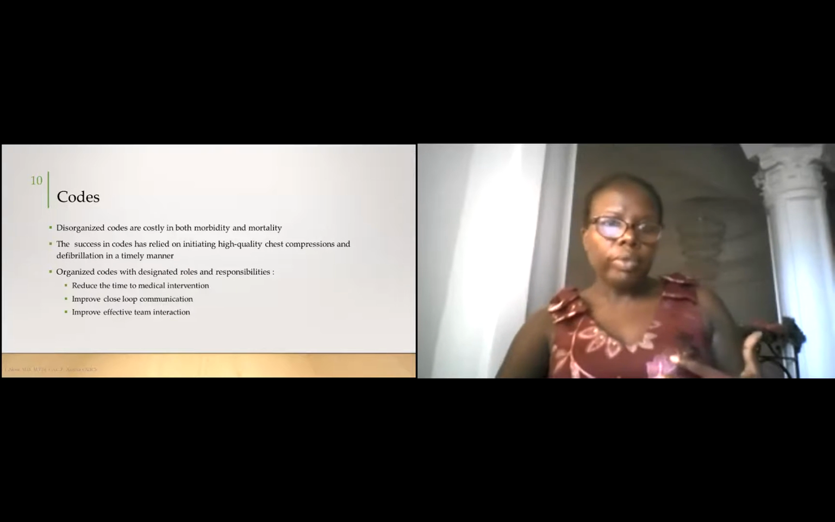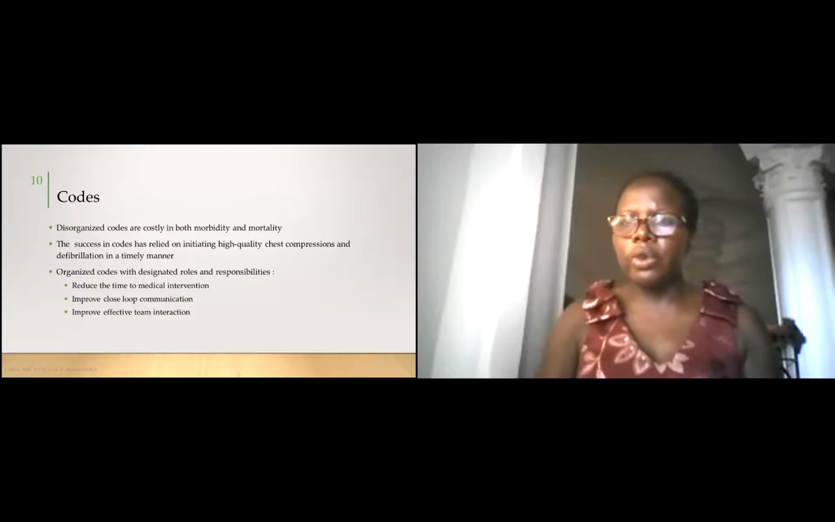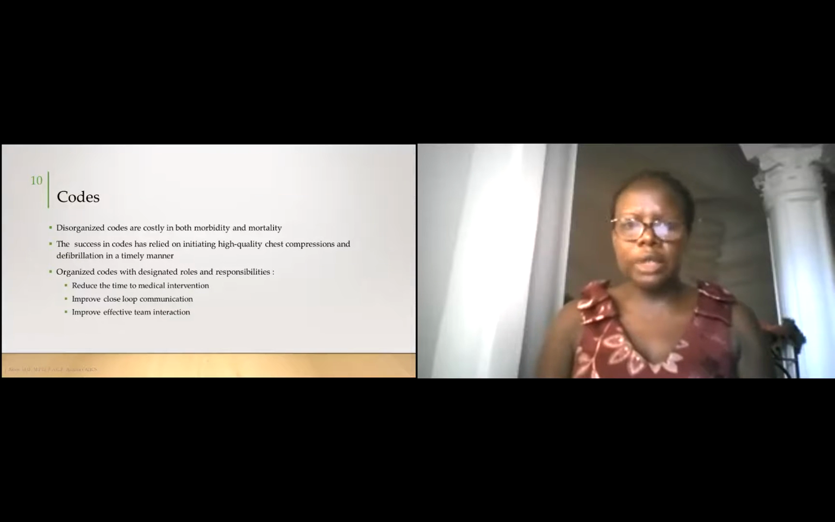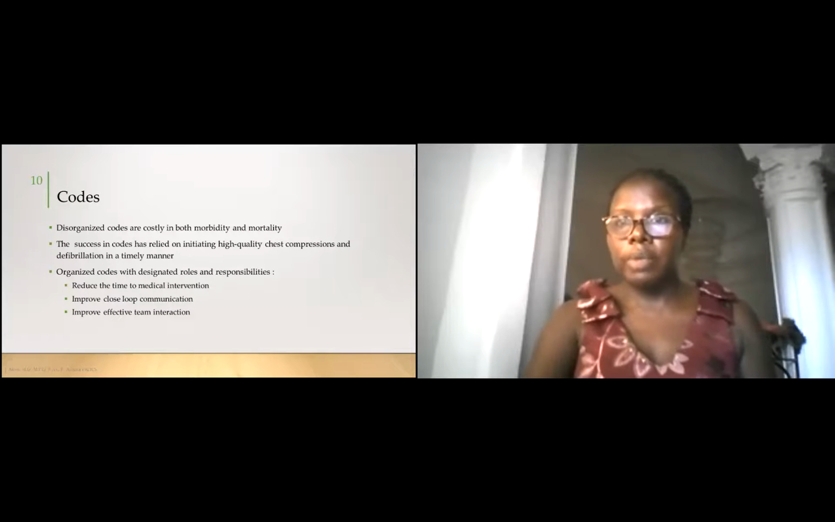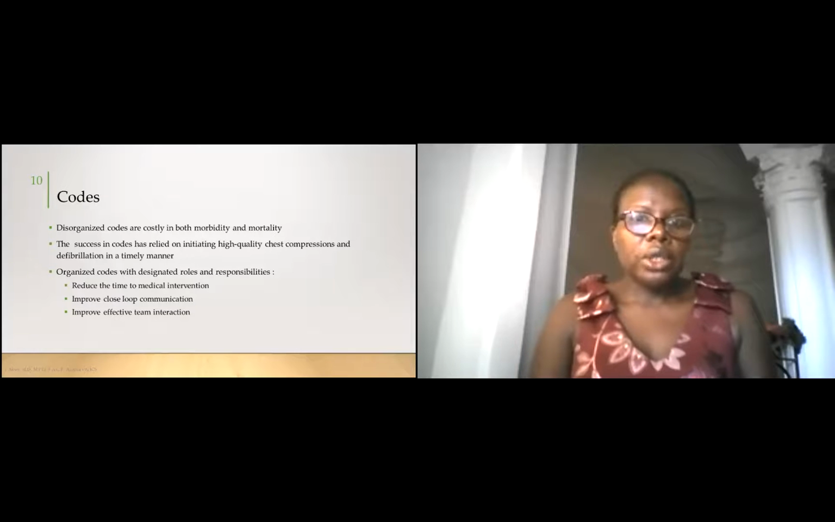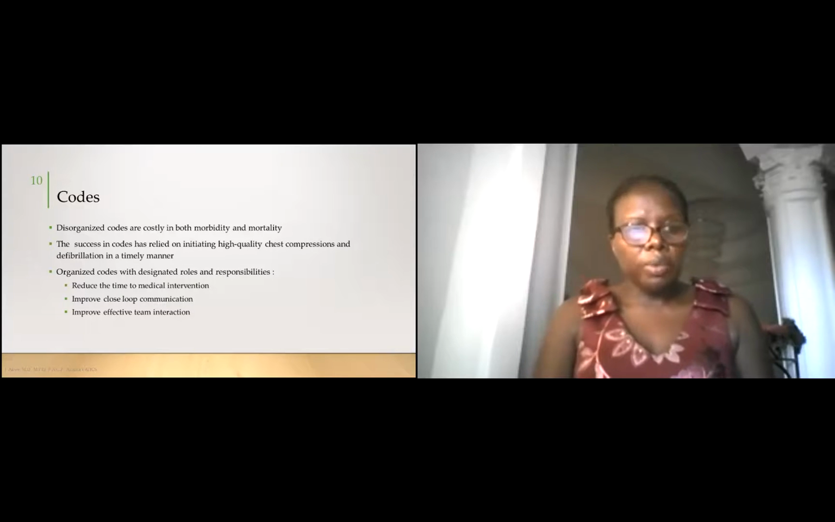So again, we all know that if a code is disorganized, it is very, very costly, both in terms of mortality and morbidity. You don't want someone to come out of a code completely non-functional because we wasted so much time, it was disorganized, and this patient is neurologically completely damaged. So we want to be very careful. We want to make sure that we optimize the patient. Secondly, we all know that the success of a code relies on high quality CPR and defibrillation in a timely manner. So that is something we want to prioritize.